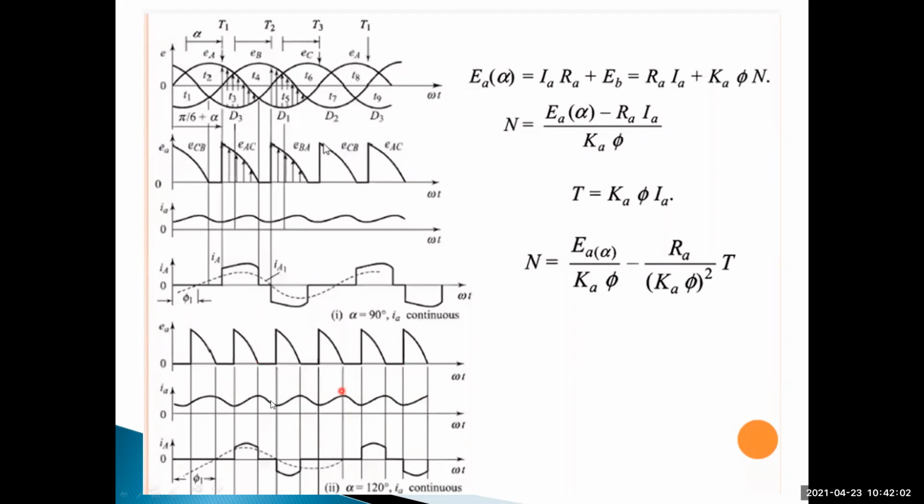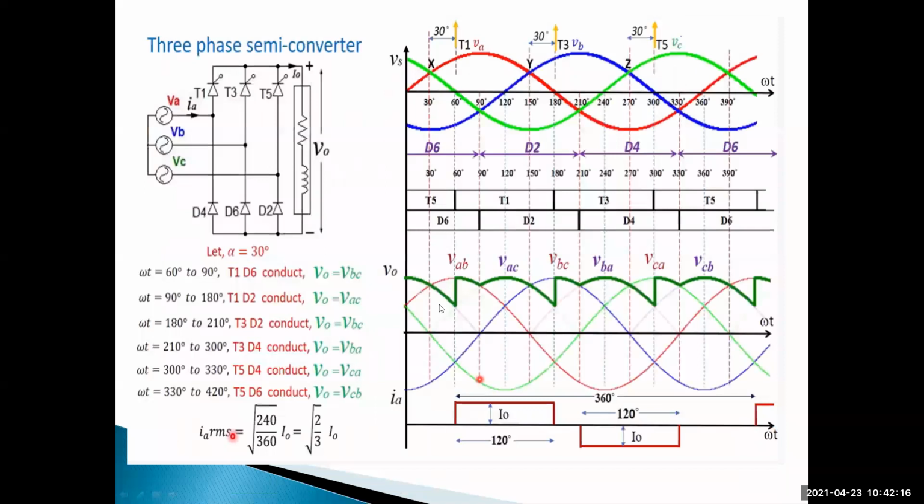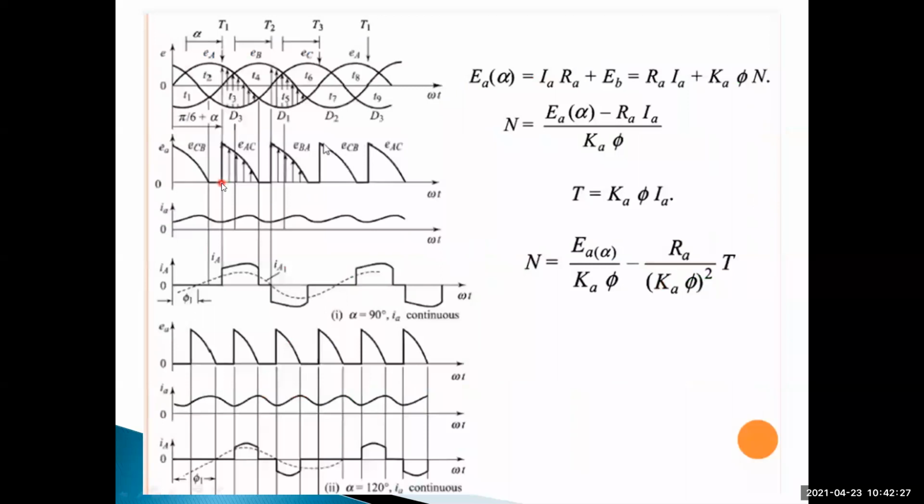In continuous conduction mode, the current is continuous, and we will get this for different angles. For alpha less than or equal to 60 degrees only, we will get a continuous output voltage like this. For alpha greater than 60 degrees, that is, pi by 6 plus alpha, above 90 degrees, there may be discontinuity in the output voltage, but the current is continuous and ripple free, so we get exactly DC.